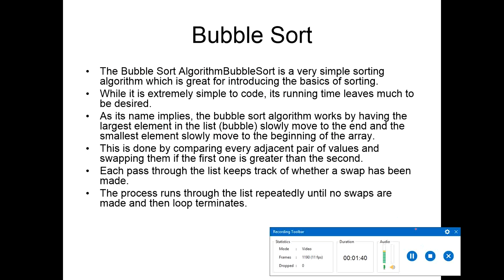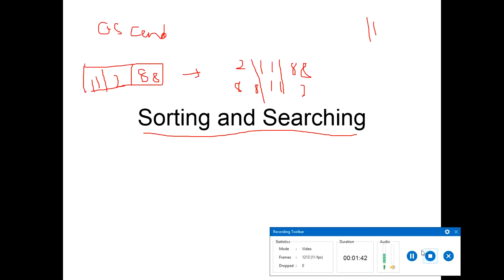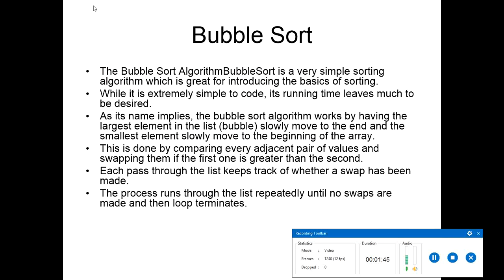Alright, so let's just talk about all these. We will start with sorting first, and then we will move to searching. In the sorting algorithms, we are going to discuss 2 sorting algorithms, which are bubble sort and selection sort. And in the searching algorithms, again we are going to discuss 2 types, which are linear search and binary search.